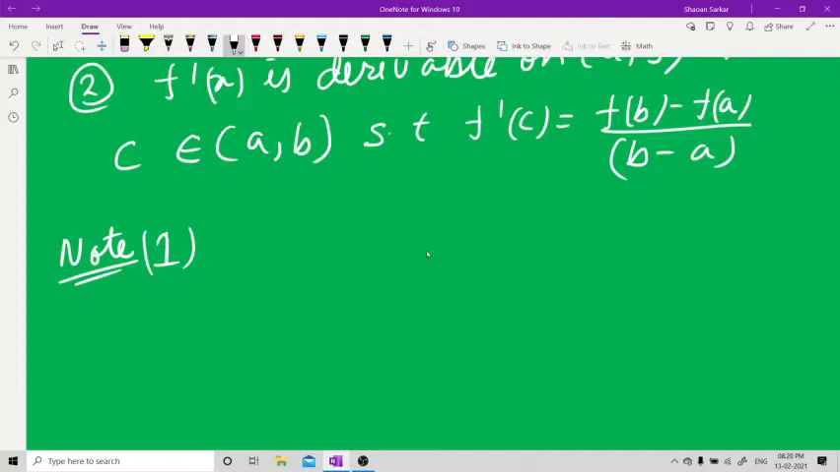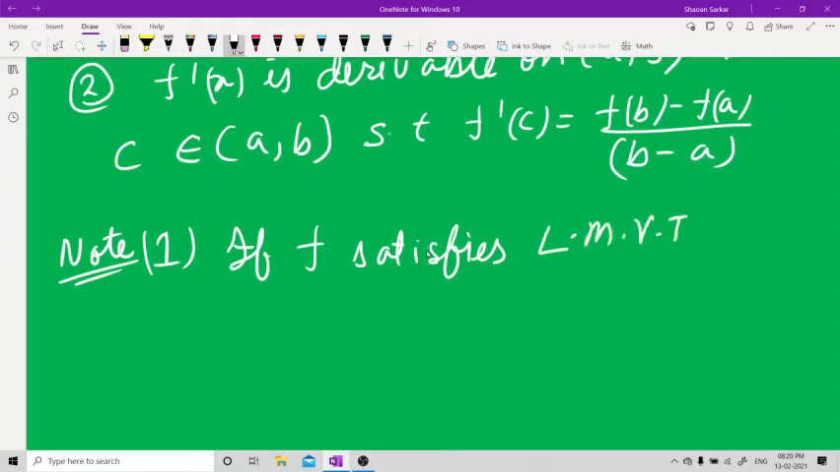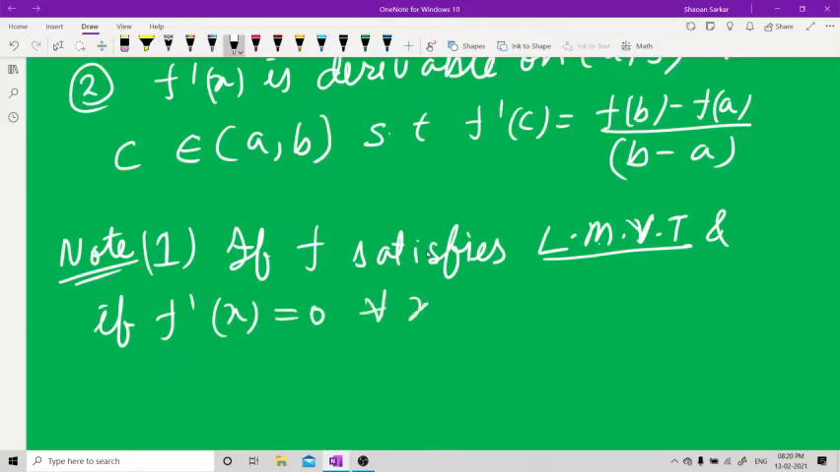Note one is that if f satisfies LMVT, the Lagrange mean value theorem, this is the shortcut, and if f'(x) is 0 for all x belonging to the open interval (a, b), then f(x) is constant.